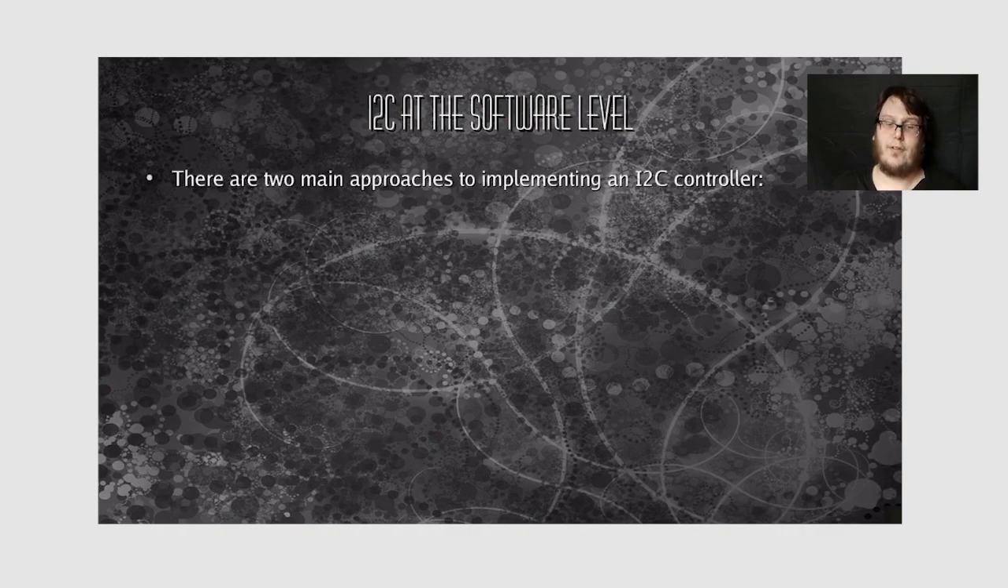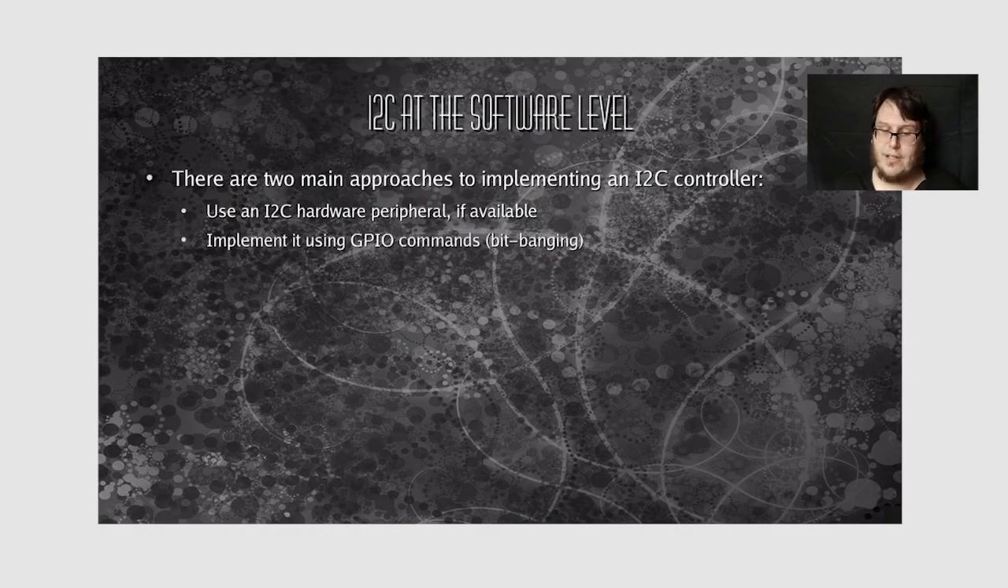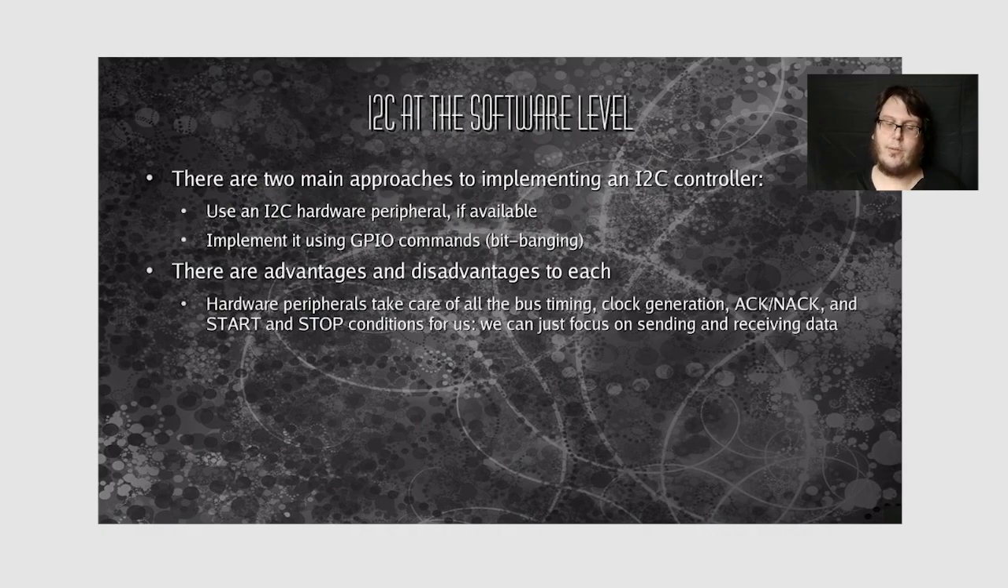So, software level. There are two main approaches to implementing an I2C controller. Using a hardware peripheral if available, most modern microcontrollers have these, or you can implement it using GPIO commands, which is also known as bit banging. There's advantages and disadvantages to either approach. Hardware peripherals take care of all the bus timing, clock generation, acknowledge, not acknowledge, start and stop. We can focus for the most part on just sending and receiving data. We have to monitor interrupt flags and status registers and set things up, but for the most part it takes care of the nitty-gritty for us.